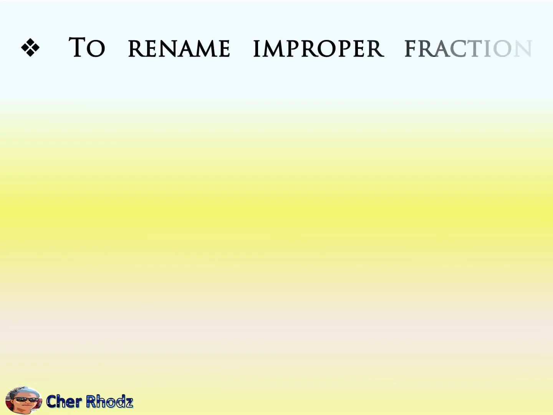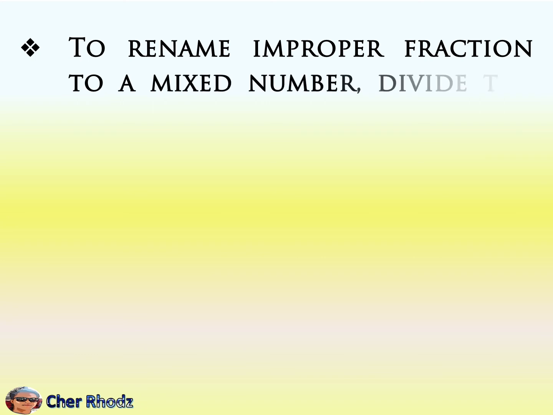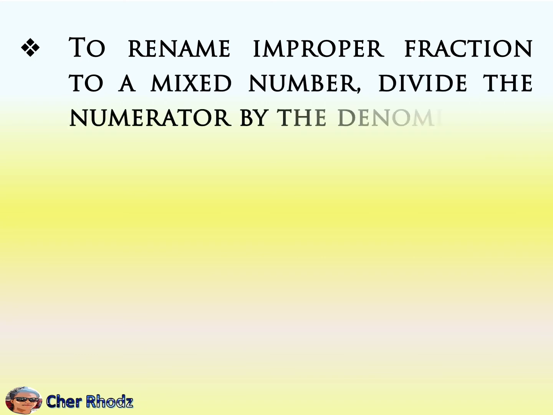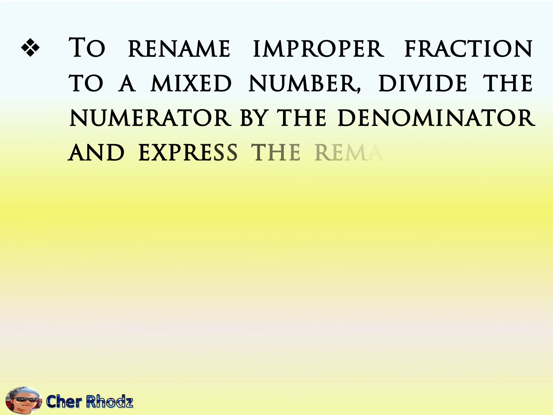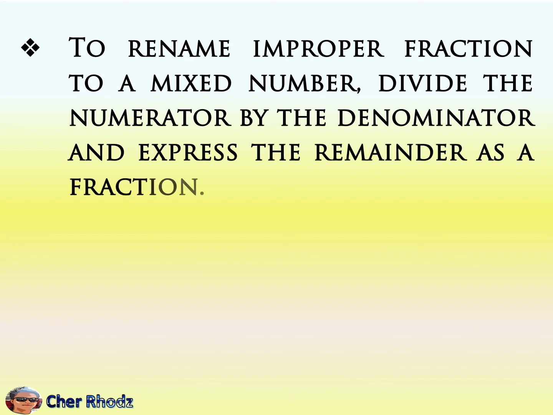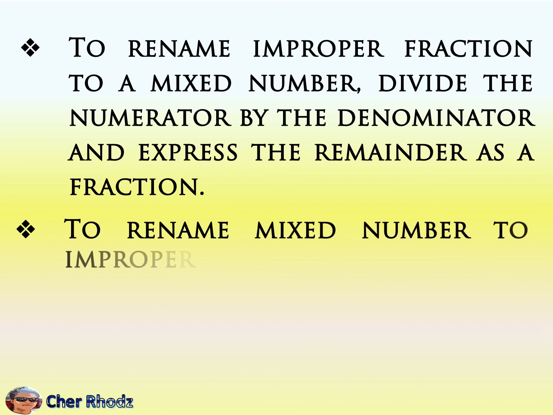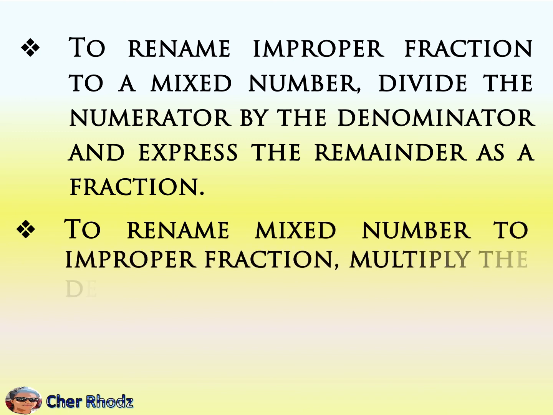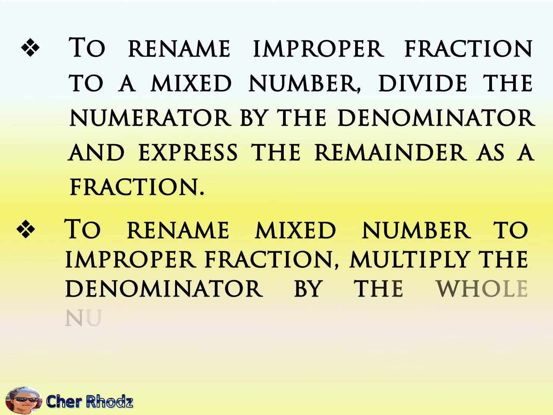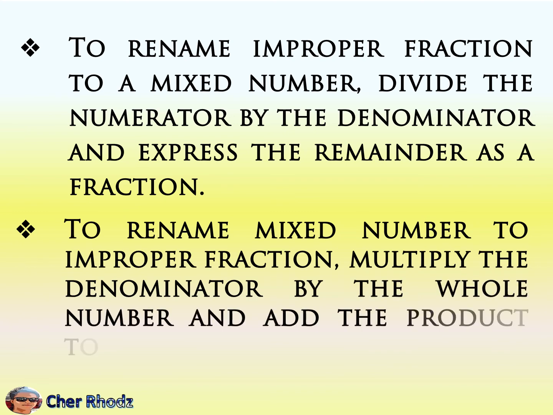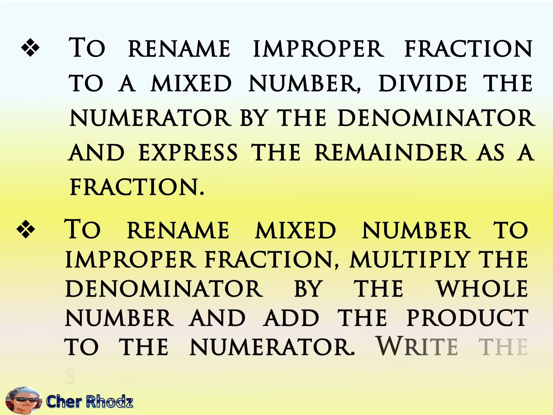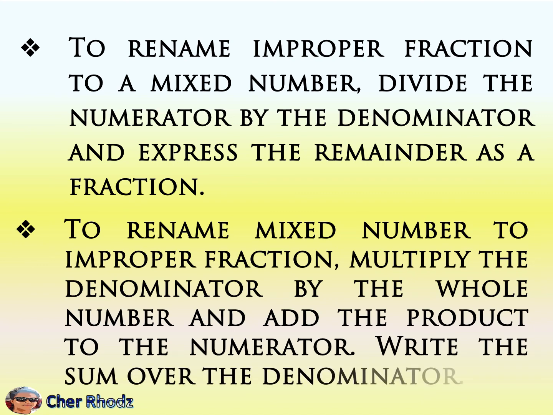Let's have a recap on today's lecture. To rename improper fraction to a mixed number, divide the numerator by the denominator and express the remainder as a fraction. On the other hand, to rename mixed number to improper fraction, multiply the denominator by the whole number and add the product to the numerator. Write the sum over the denominator.